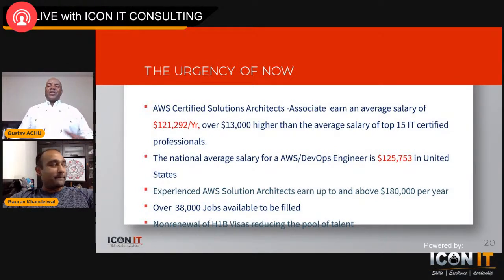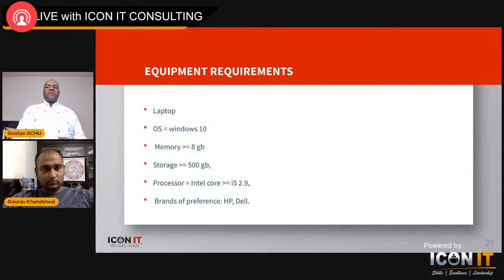Absolutely. I'm just looking at the numbers again, which are very attractive, right? The solutions architect average pay is 121, and that is $13,000 higher than an average salary for the top 15 IT certified professionals. Right, the national average for the AWS DevOps engineer is about 125,000 in the US, and experienced engineers can earn up to 180. Over 38,000 jobs are available to be filled on a daily basis. So all of this creates a unique opportunity, because companies are desperate. They need people. They're asking for help. They need you sitting out there and listening to us to come in and give them a chance, right?